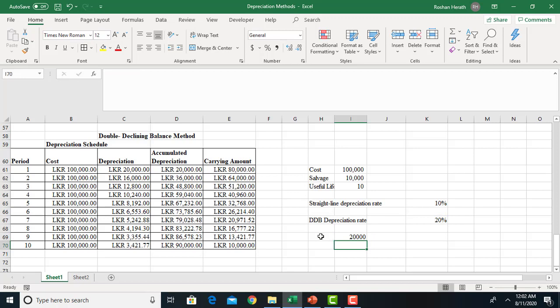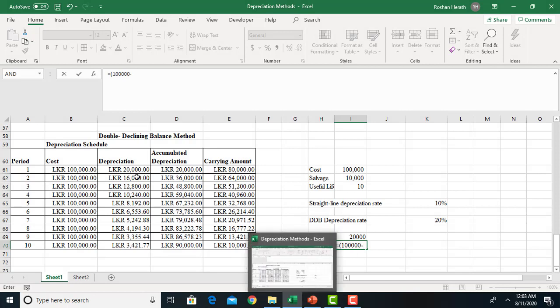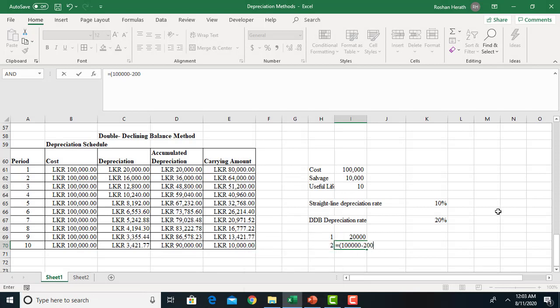See, the first year depreciation has to be 20,000. Is that the case? If you go there, yes, it is 20,000. Then the second year, how much should be the depreciation? Always the carrying amount into the depreciation rate. How much is the carrying amount? The cost is 100,000, and in the first year you can see the accumulated depreciation is 20,000. If you multiply this by the rate 20%, it is 16,000.